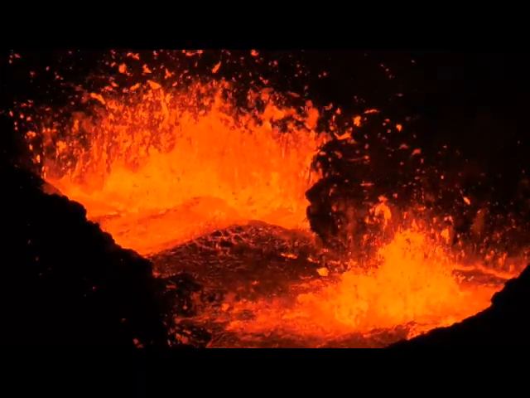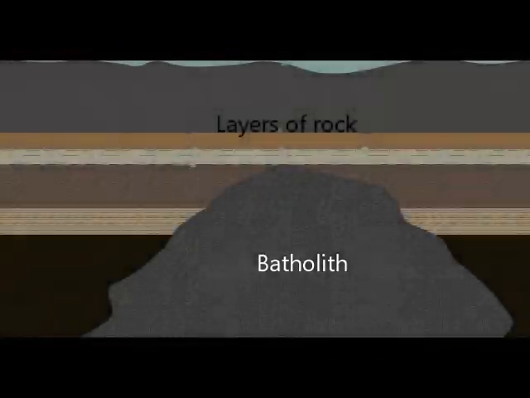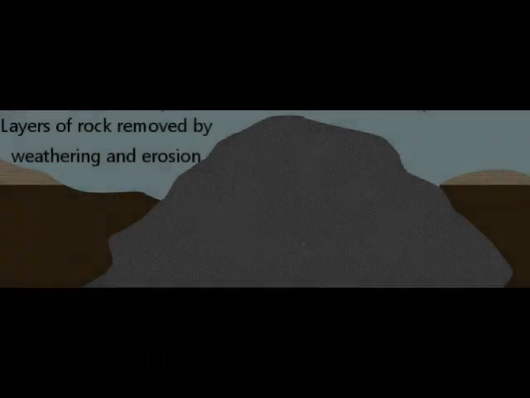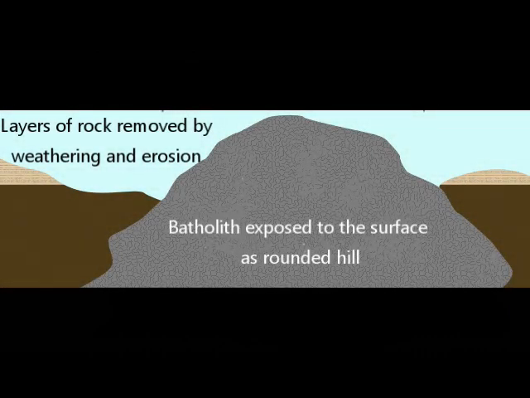A large reservoir of magma is contained by layers of rocks below the surface. This mass of magma cools and solidifies over many years, forming a batholith. The overlying rocks are constantly broken down and removed over many years to expose the batholith on the surface. The word batholith comes from the Greek word bathos, which means deep, and lithos, which means rock, which literally translates to deep rock.